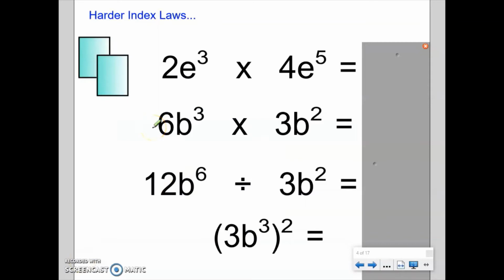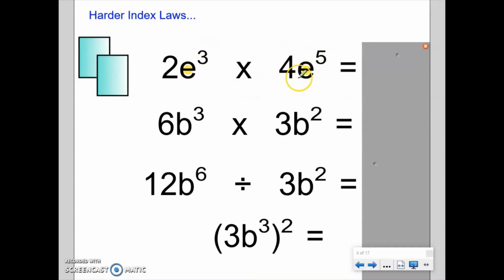Okay, so let's get a little bit more difficult now. If we look at the top question, 2e to the power of 3 multiplied by 4e to the power of 5. Okay, first thing here is to know which is the base number or letter and which is not the base number or letter. In this question, the E is the base letter. The 2 and the 4 are not base numbers because the index number is not attached to the 2, and the index number here is not attached to the 4.